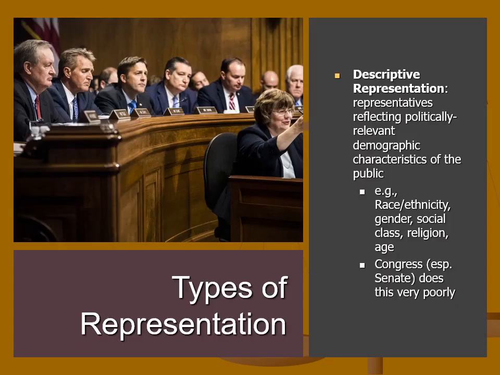Another dimension of representation is descriptive representation. This gets at how much a representative body reflects important politically relevant demographic characteristics in society. So things like race and ethnicity, gender, social class, religion, and age. As we'll see in a moment, Congress in general, and the Senate in particular, are a very poor representational match to the broader society. Now, there's some debate about how much emphasis should be placed upon descriptive representation.